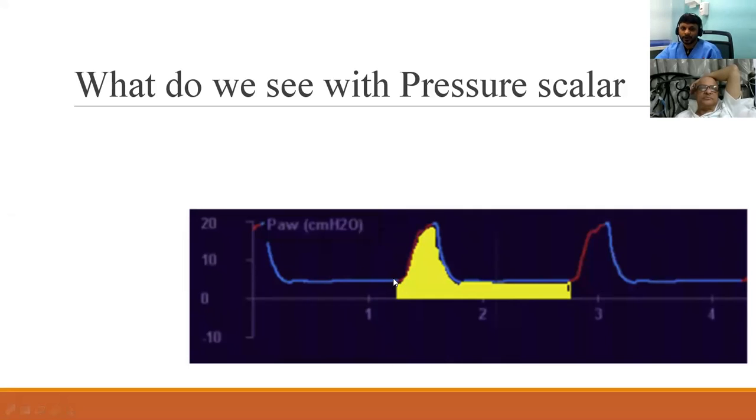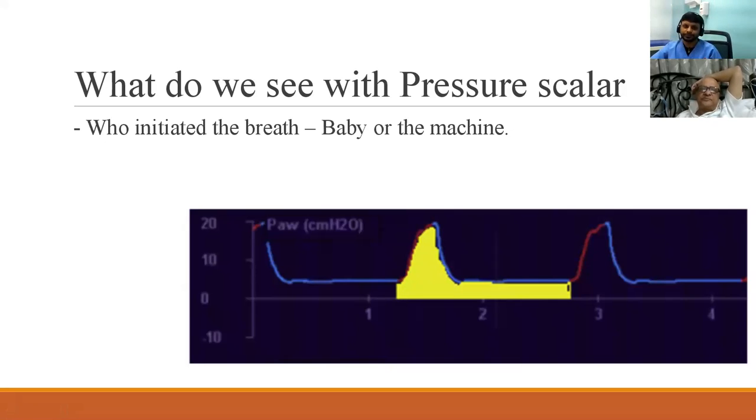From this point till this particular point is the inspiratory time that we are delivering to the baby. And from this point till this point is the expiratory time that we are allowing the baby to breathe out. Okay. So this particular scalar, the pressure time scalar, the area under this curve is nothing but the MAP, which is also a direct reflection of how much pressure we are using to oxygenate the baby.